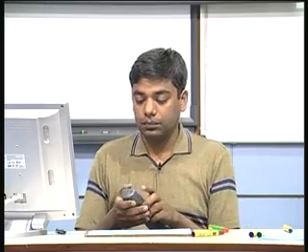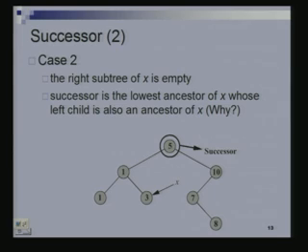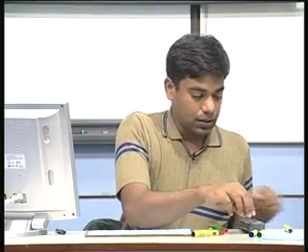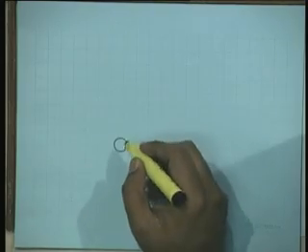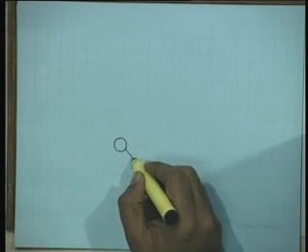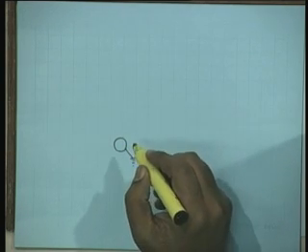Because if we go to the right, on the right of this parent, we'll be having the numbers greater than this. So once again, recall the procedure. The procedure is: I am searching for the successor of this node. The right subtree is null, there is nothing to the right.